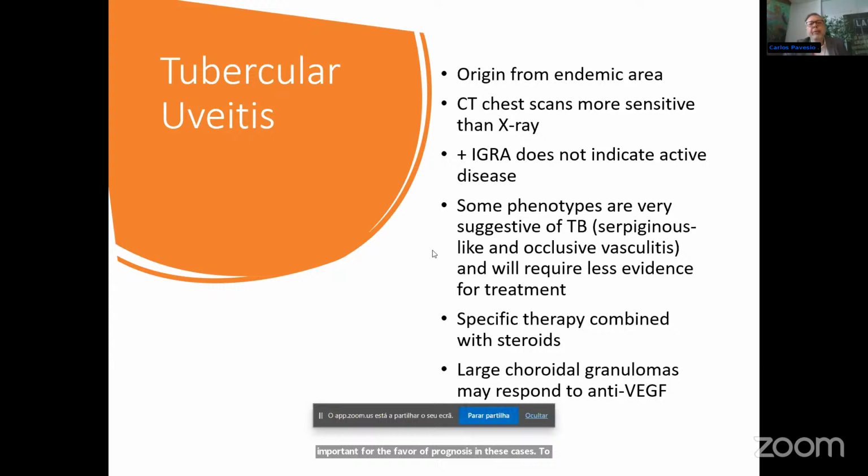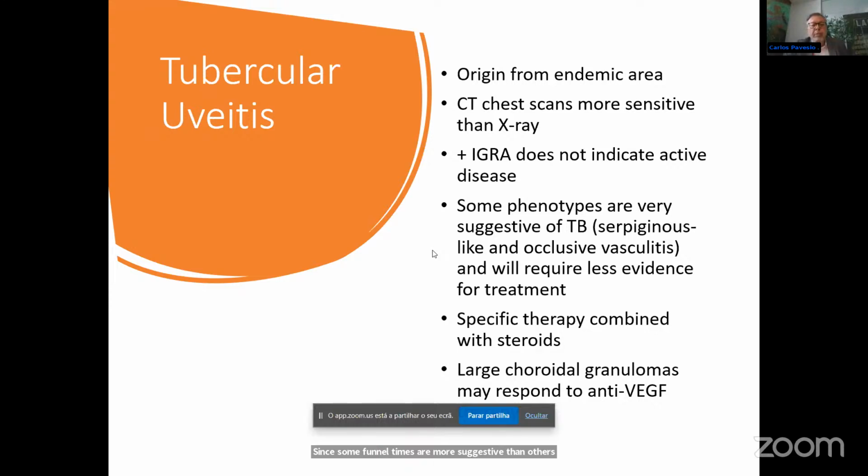They may come from endemic areas. Remember, the chest x-rays are not very helpful. CT scans of the chest are much more sensitive in diagnosing it. The interferon gamma release assays do not give you the answer if the problem in the eye is related to active TB. And some phenotypes are more suggestive than others, and they require less evidence for you to initiate treatment, especially serpiginous-like and occlusive vasculitis.